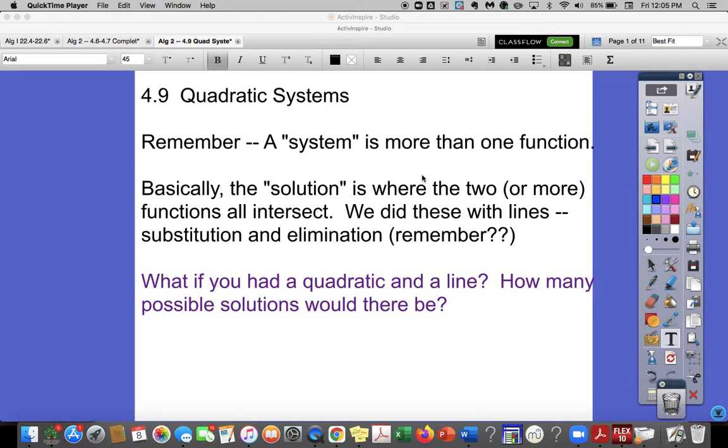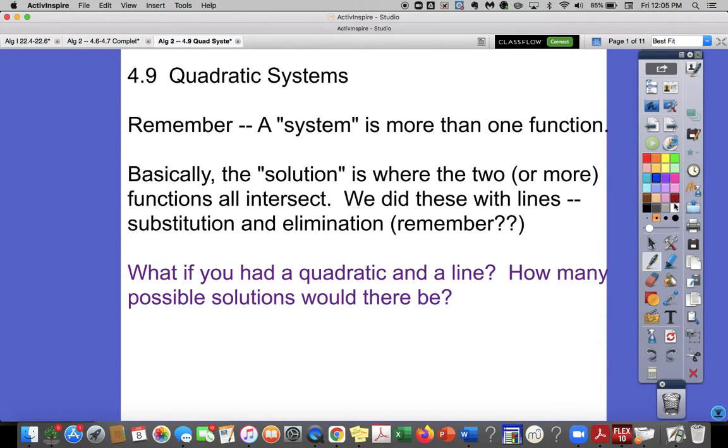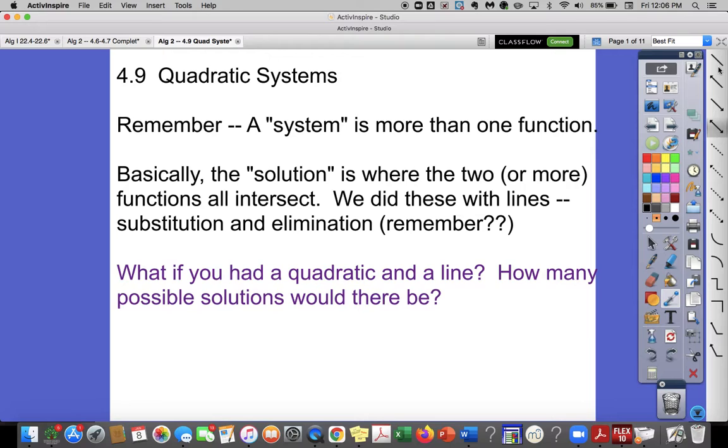Okay, I want to go with you through quadratic systems. And a system is where you have more than one function at a time. So we're going to specifically be looking at when we have two functions. And remember, we're going to be looking for the solution to the system, and this is where your two functions intersect. Now, when we were dealing with lines, it was pretty straightforward.